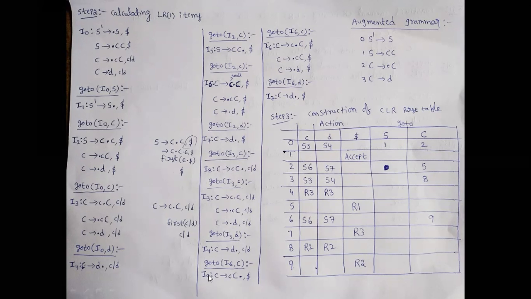So we are writing only the state number 9 onto the table, and goto of I6 comma small d. We are getting I6. Then S6 we are writing here, and goto of I6 comma small d. We are getting I7. Then S7 we are writing here. Okay. So this is writing the shift operation.